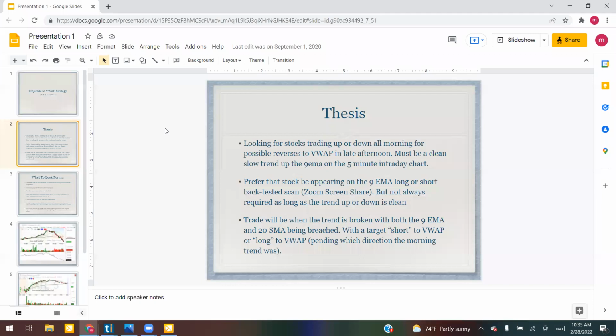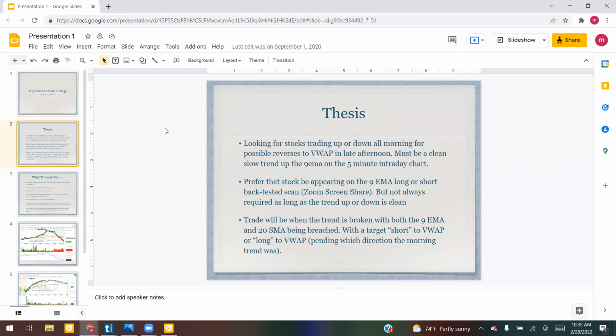The 9 EMA is clean. Trade will be when the trend is broken with both the 9 EMA and the 20 SMA being breached with a target short or long to VWAP, depending which direction the morning trend was. And we'll show you some examples not to confuse you. So let me explain really what we're looking for. Okay, thank you, Tim and Iris. Let me explain what we're really looking for.